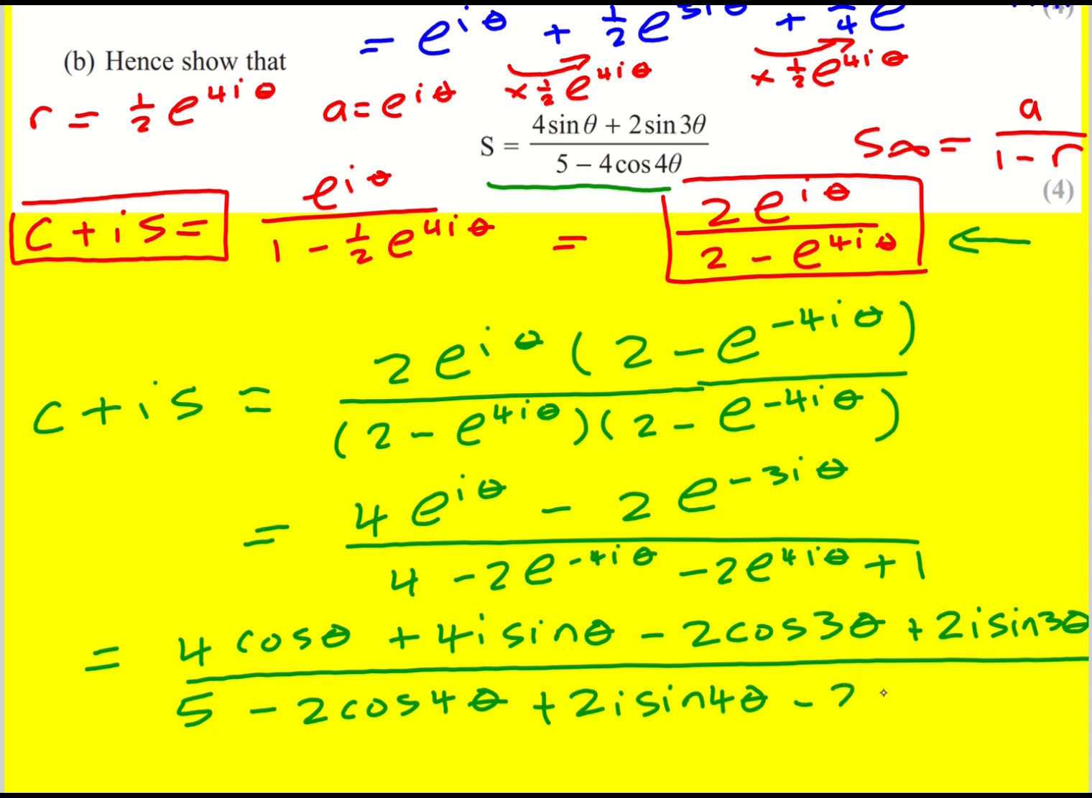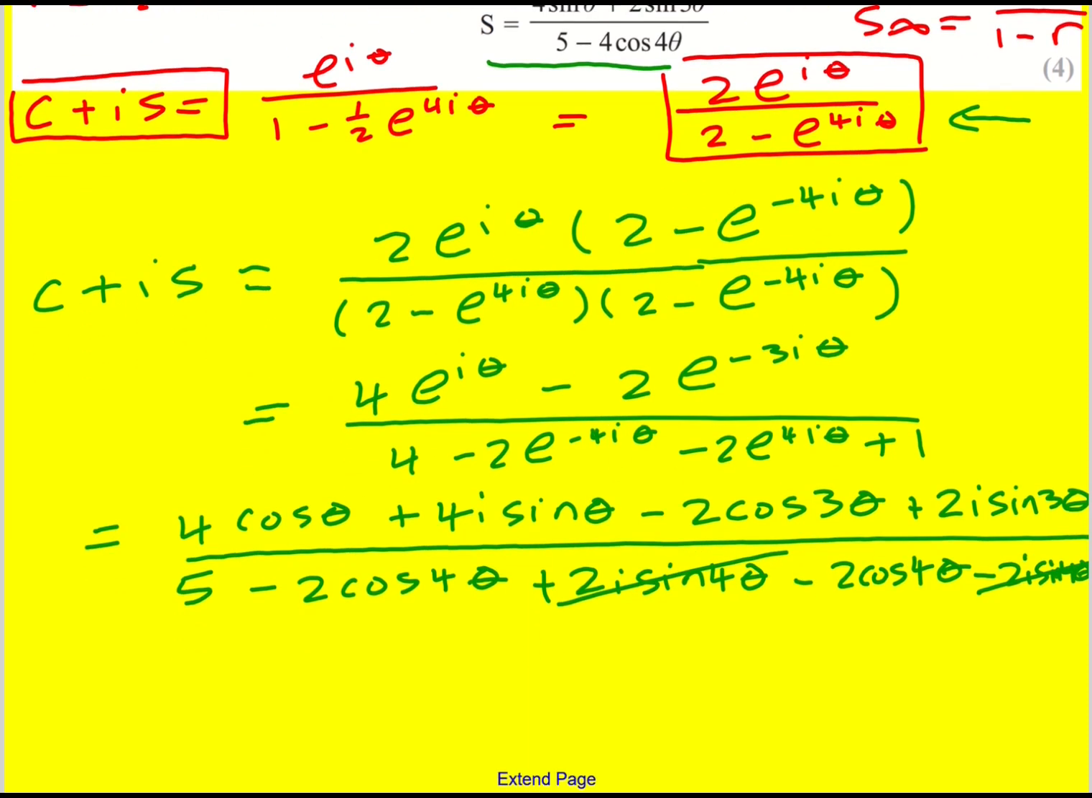Then minus another 2 cos 4 theta, and then minus 2i sine 4 theta. Remember, we knew that the imaginary parts were going to cancel, so that is comforting. Okay, and then, actually, we're pretty much there. The only thing is, I'll separate it into real and imaginary parts.